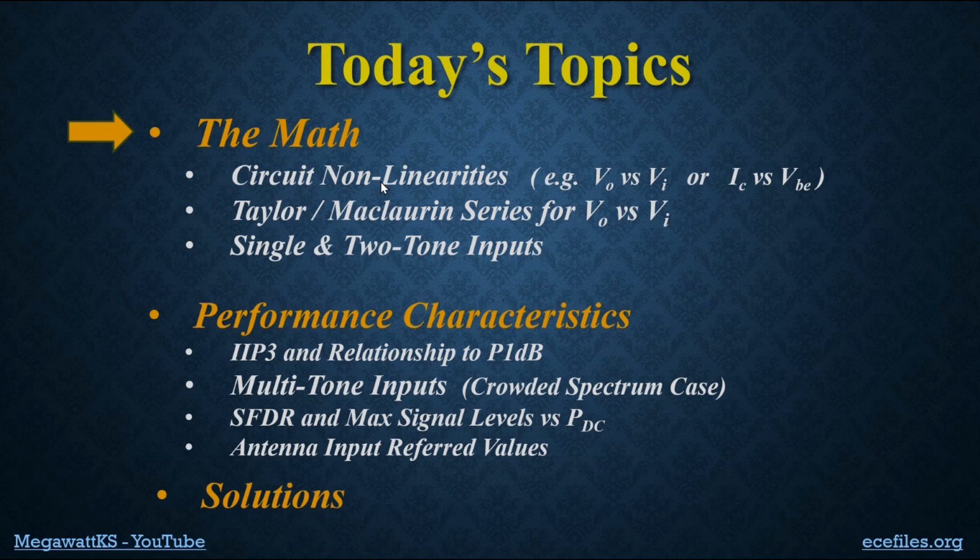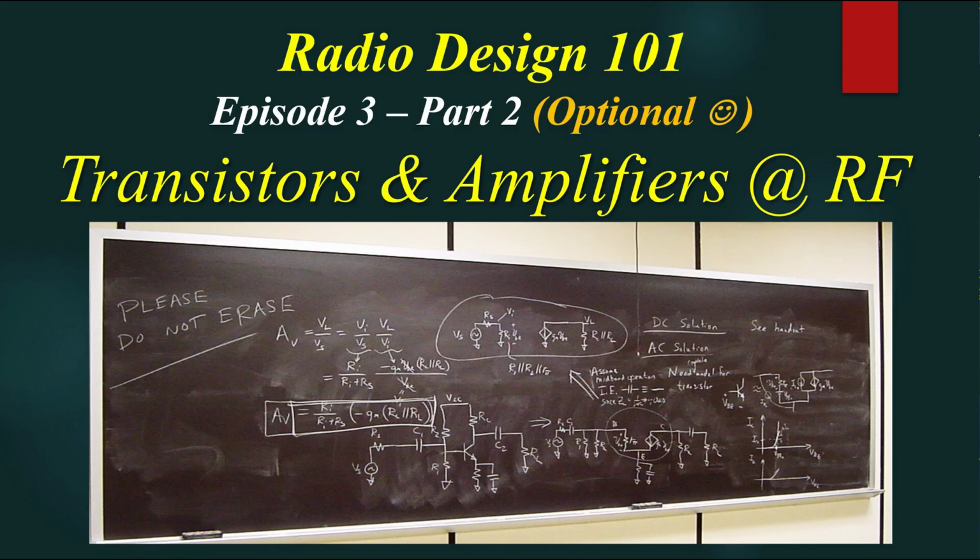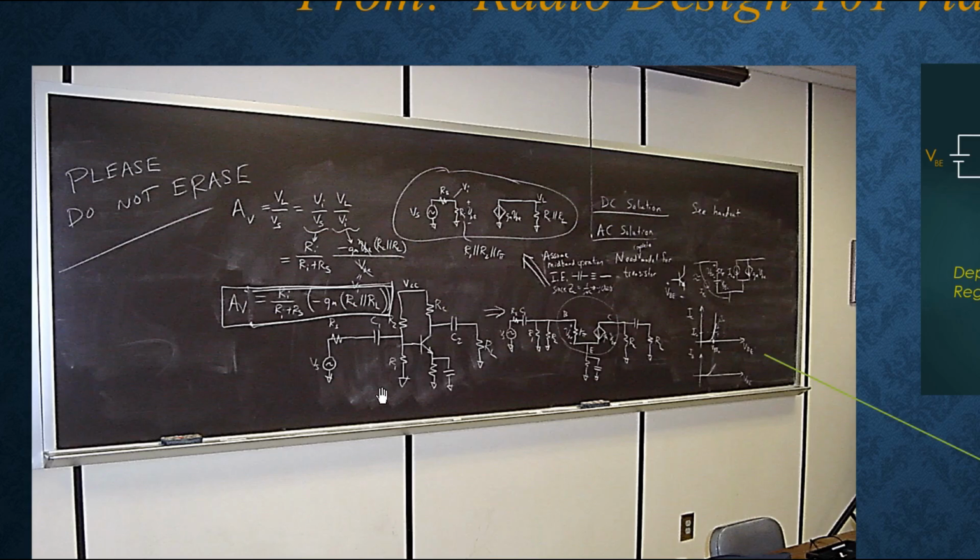So first, let's look at the nonlinearity issue. Here's some materials from episodes in Radio Design 101. The blackboard is actually from the class that Radio Design 101 was modeled around. And in this particular case, we have a common emitter amplifier. The emitter is AC grounded. The signal comes in over here on the base, and the output comes from the collector.